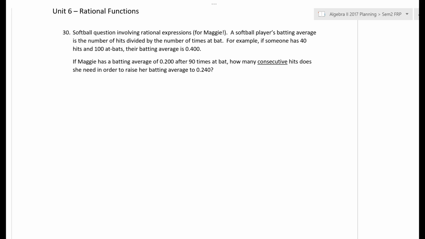Okay, so a little nod to Maggie here. I think I had a problem similar to this in a review packet. I'm sure I did actually.